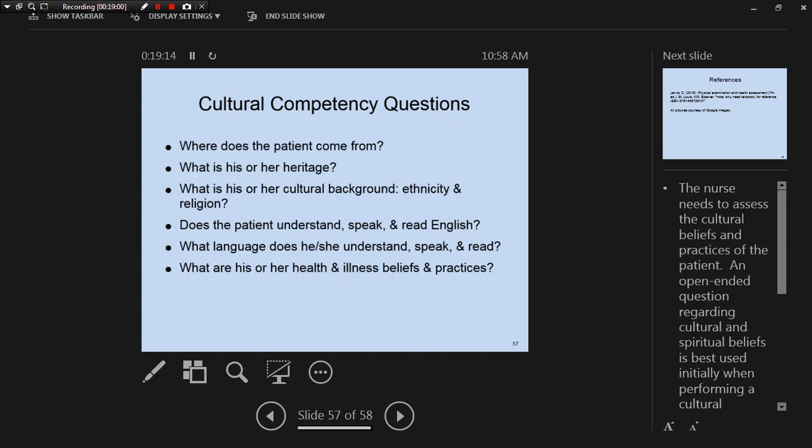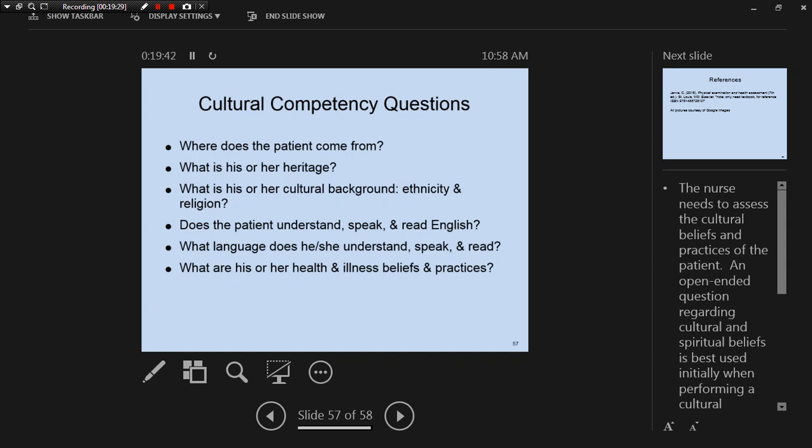Does the patient understand, speak, and read English? We know that has a big deal with health literacy. So patients may speak English, maybe it's somewhat broken, maybe it's not fluent, and so they have a difficult time understanding the nuances of the English language. So they may be able to read and write and read what's right in front of them, but they may not understand it from a broader concept and be able to implement it safely to improve their outcomes.